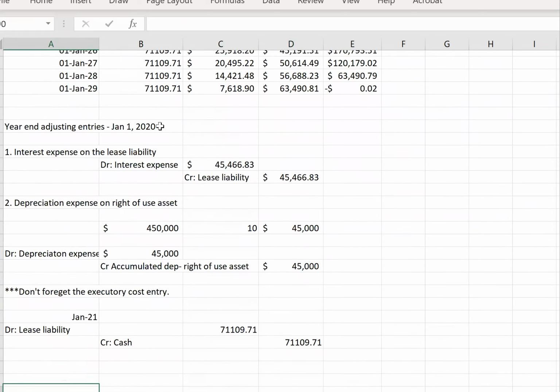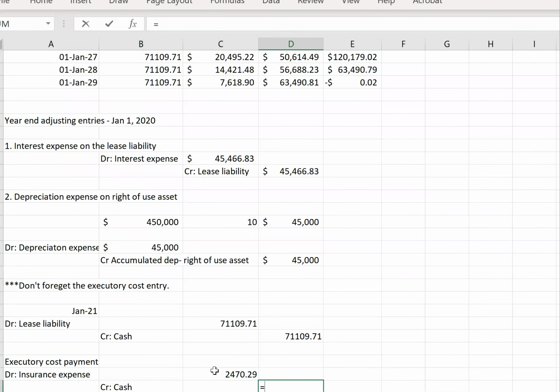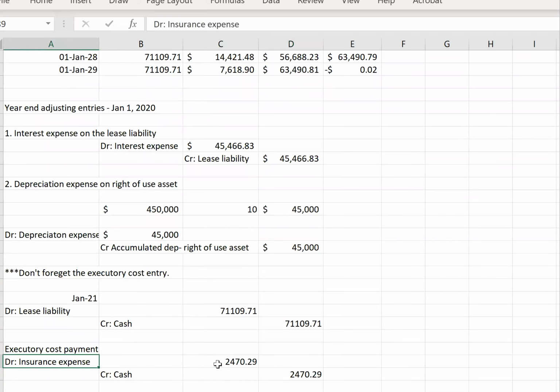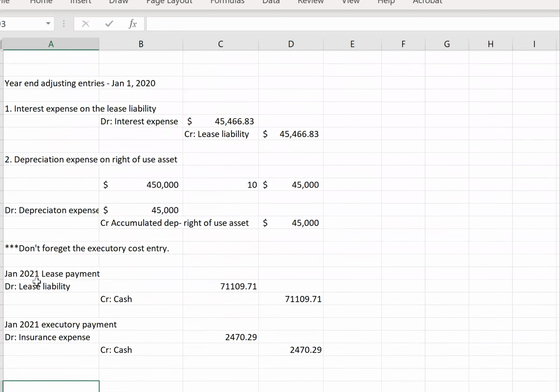Okay. And then we're going to record our executory cost payment. So we're going to have debit insurance expense and credit cash. And it's going to be for the same amount that we had before, which was 2,470.29. So this amount doesn't change. It's simply an amount we pay for insurance every month or every year. And because we didn't include it in the rent payment, we need to make sure we remember to do that. So we're recording our January 2021 lease payment and our January 2021 executory payment. Okay. So those are done.